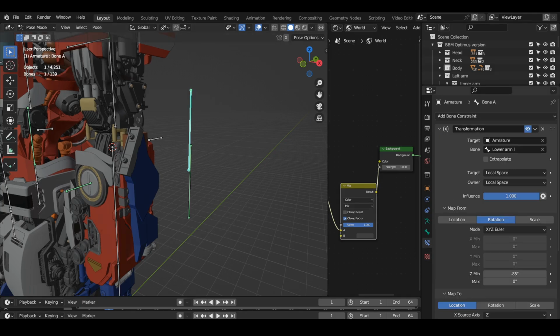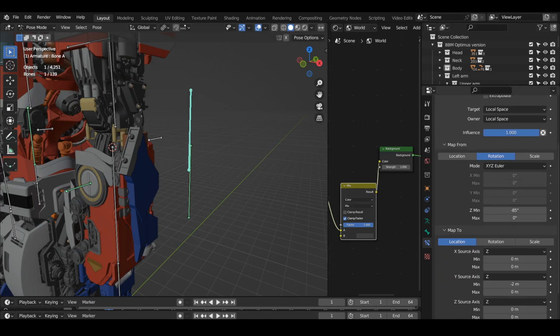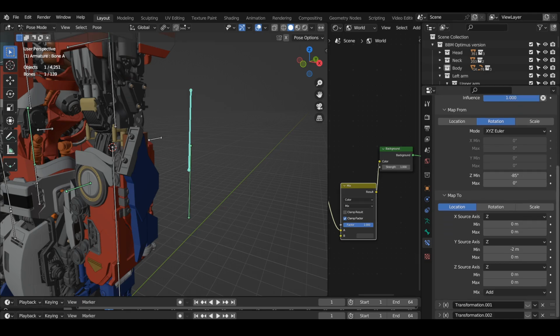When it comes to the transformation constraint, we refer to the local space, because I want to use local space, not global space, since when it bends, it's local. I want to take as reference the rotation of the z-axis of this bone in local space, of minus 85 degrees in this case. That's basically a random number I chose for an almost complete rotation. It maps to a location on the y-axis of minus 2 meters. Yes, this is a very big model, so it has a lot of space.